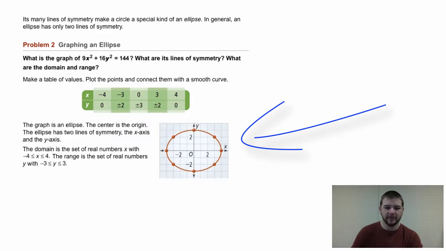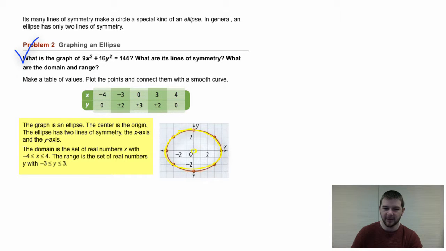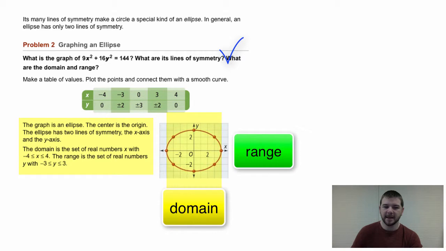After constructing the graph, we would take note of the elements needed to answer the question. The graph is an ellipse. The center is the origin. The ellipse has two lines of symmetry, the x-axis and the y-axis. The domain is the set of real numbers x with -4 less than or equal to x, which is less than or equal to 4. The range is the set of real numbers y with -3 less than or equal to y, which is less than or equal to 3.